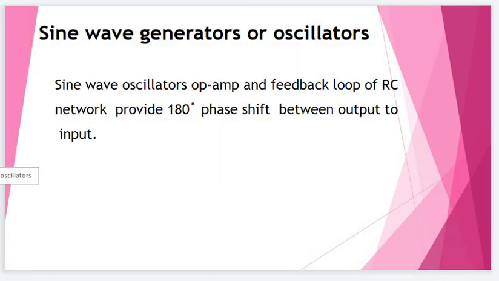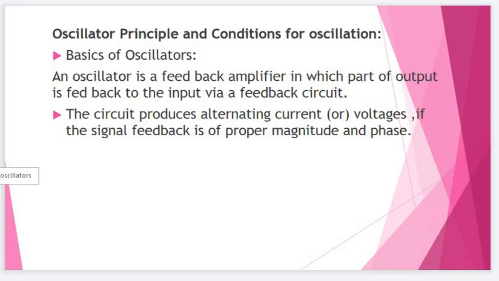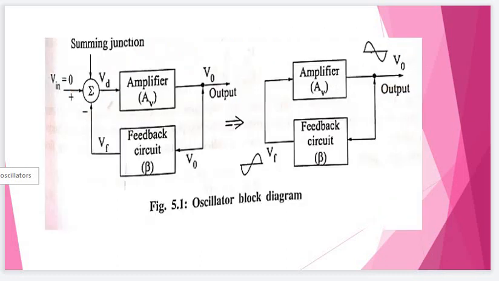Sine wave generators or oscillators. The sine wave oscillators are based on op-amp, and a feedback loop of RC network provides 180-degree phase shift between the output and input. The oscillator principles and condition for existence of oscillation are: an oscillator is a feedback amplifier in which a part of the output is fed back to the input via the feedback circuit. The circuit produces alternating current or voltage if the signal feedback is of proper magnitude and phase.